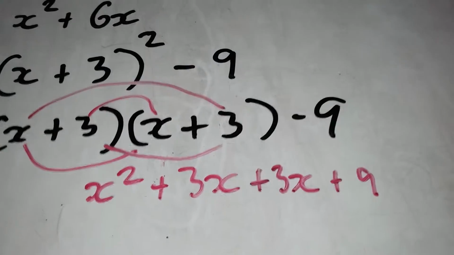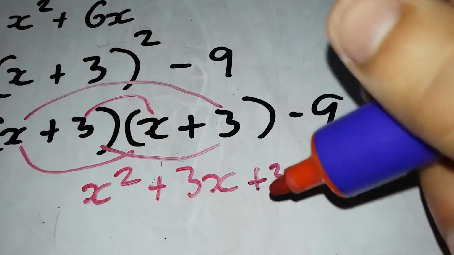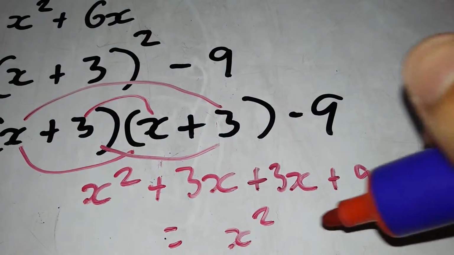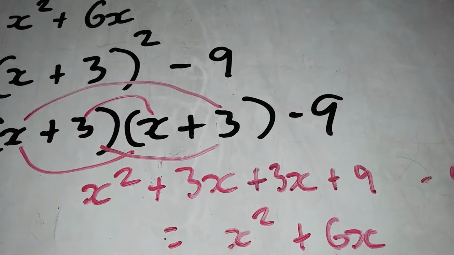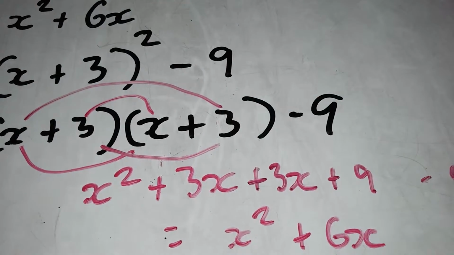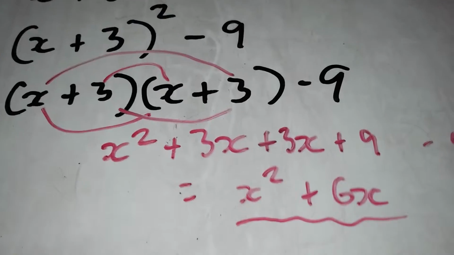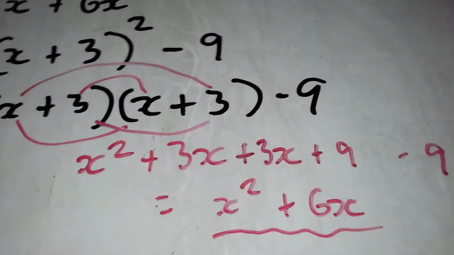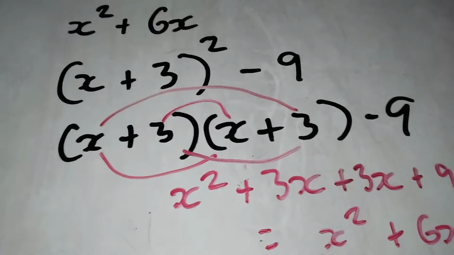So we have simplified: x squared, 3x plus 3x is 6x, and 9 minus 9 is 0. So that proves how it works. When you complete the square, we'll come back to the beginning, it's the following procedure.